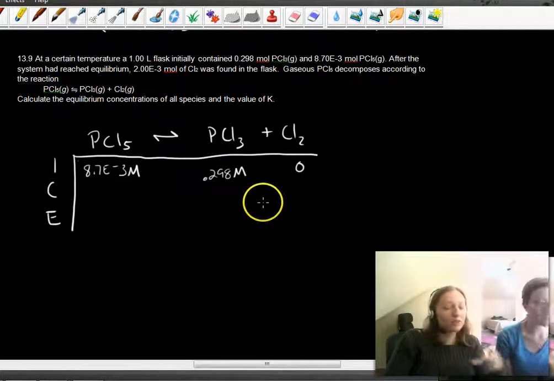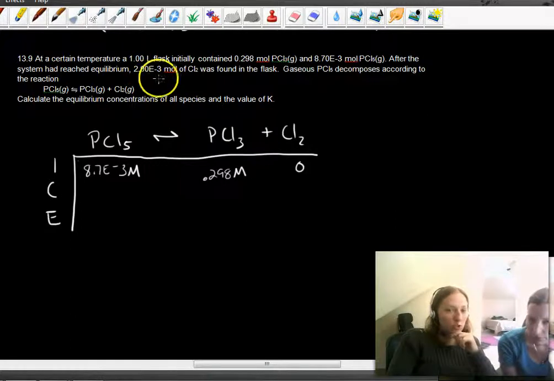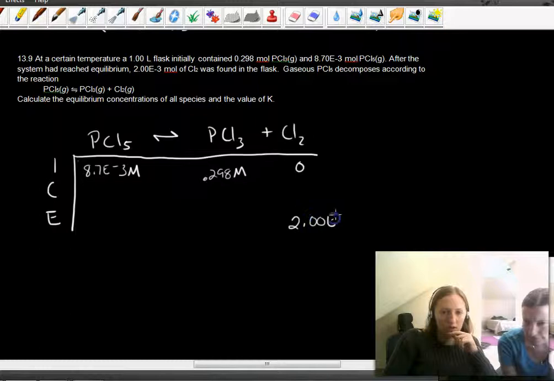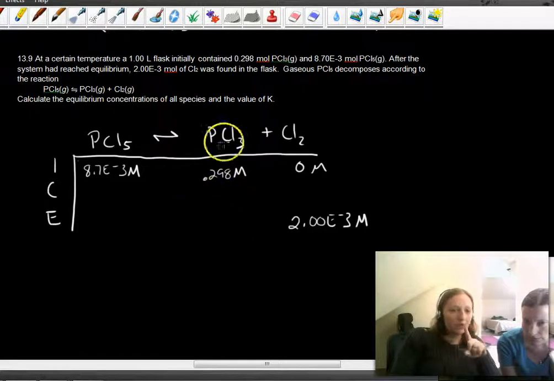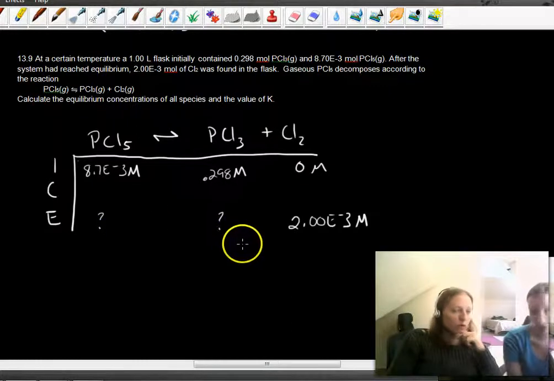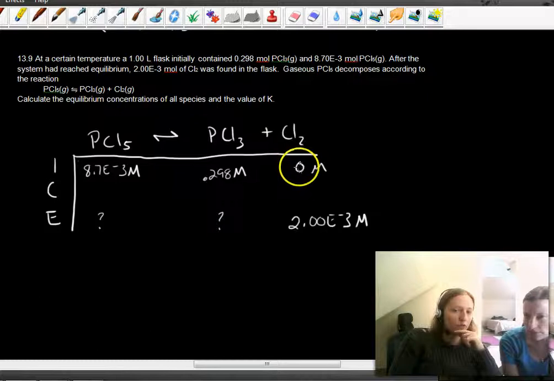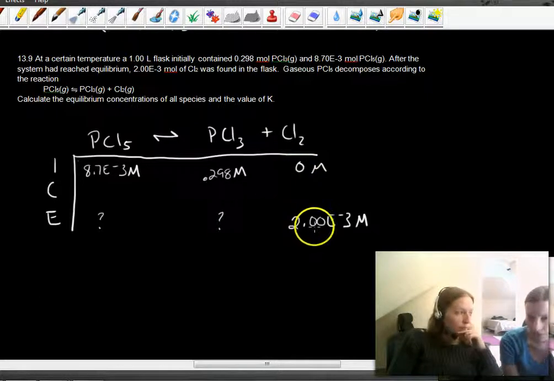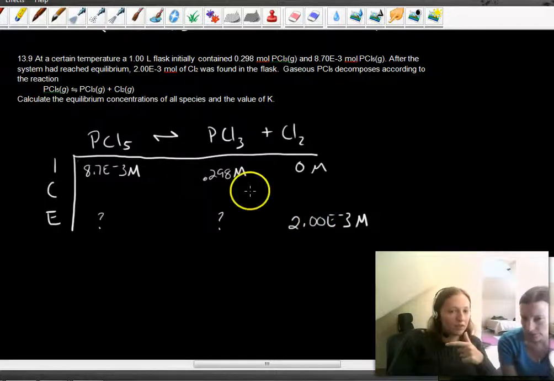After the system had reached equilibrium, 2.00 e to the negative 3 molar of chlorine was found in the flask. So we put in these two things. There was no chlorine. We're not sure how much of these there are at equilibrium. But one thing that we can see is that chlorine changed from nothing to something. So which direction did it shift? Right. Some more of this decomposed and you got some chlorine.